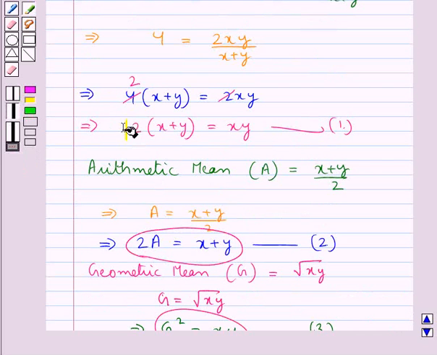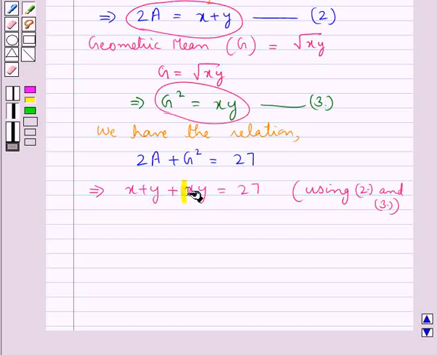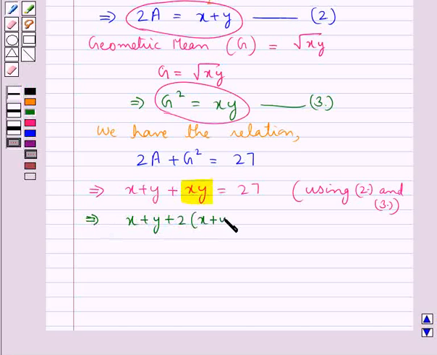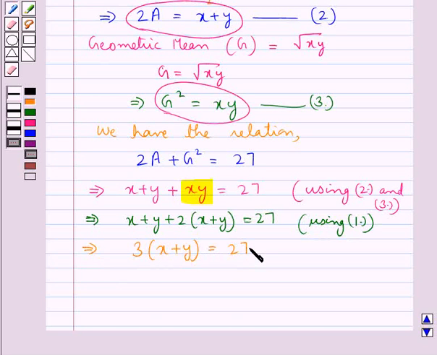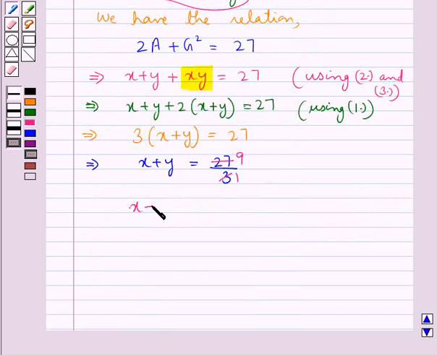Now as you can see, in result 1 we have xy as 2 into (x plus y). So in place of xy we can put 2 into (x plus y), that is we have x plus y plus 2 into (x plus y) is equal to 27, and this is using result 1. This gives us 3 into (x plus y) is equal to 27, which means that x plus y is equal to 27 upon 3. And 3, 9 times is 27. Thus, we now have x plus y equal to 9. Let this be result 4.